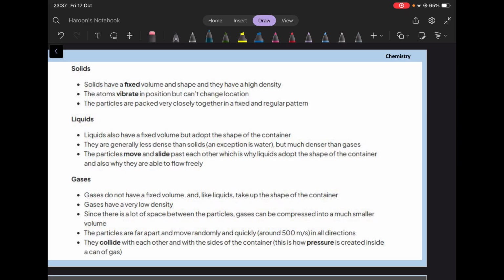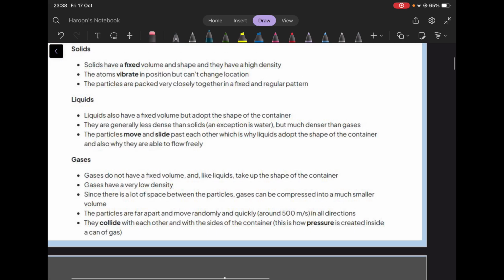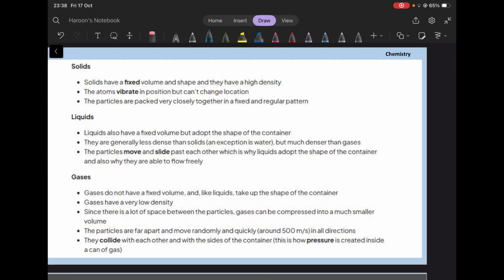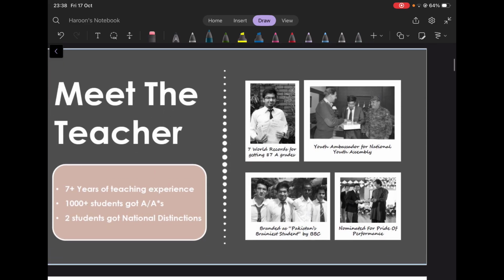Liquids and gases both would be fluids because they can flow. That is why they take the shape of the container. And since there are a lot of empty spaces in between, we can actually bring the particles closer together by decreasing the volume, by pushing the sides of the container inwards. And you can see the particles in a gas move at extremely high speeds. 500 meters per second is somewhere closer to 1800 kilometers per hour. That is a lot of speed, right? So the particles actually move at very, very high speeds.